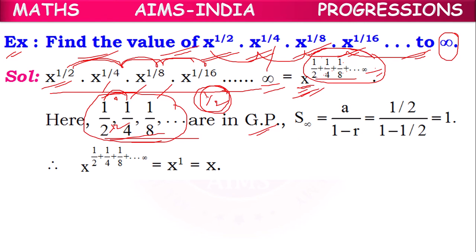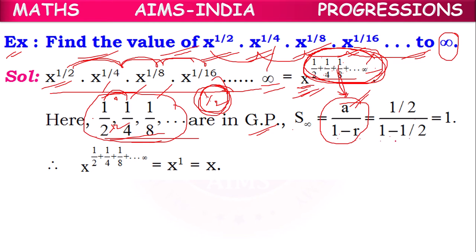Now here, up to infinity we have the terms, and that sum we have to find. So this is an example of an infinite GP. The terms are in GP, but the terms exist up to infinity. So this is an example of the sum of an infinite GP, whose formula is a by 1 minus r, where a is the first term, 1 by 2, and r is the common ratio, with 1 by 2 we are multiplying. So 1 minus 1 by 2.